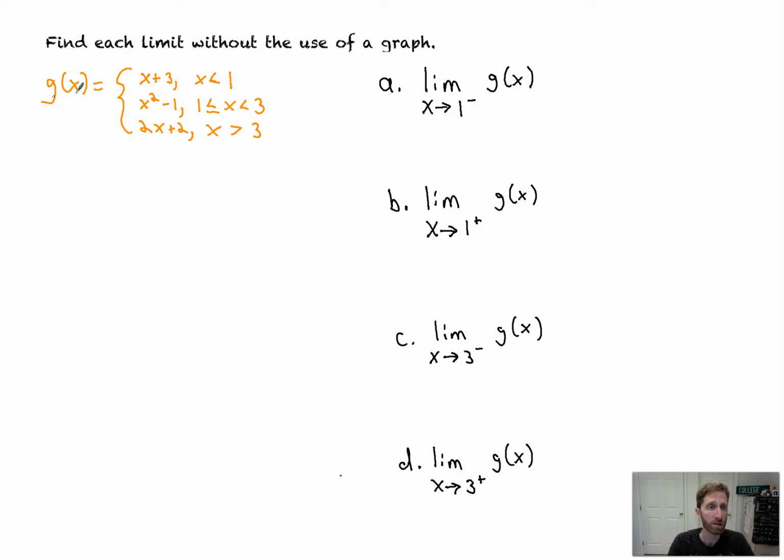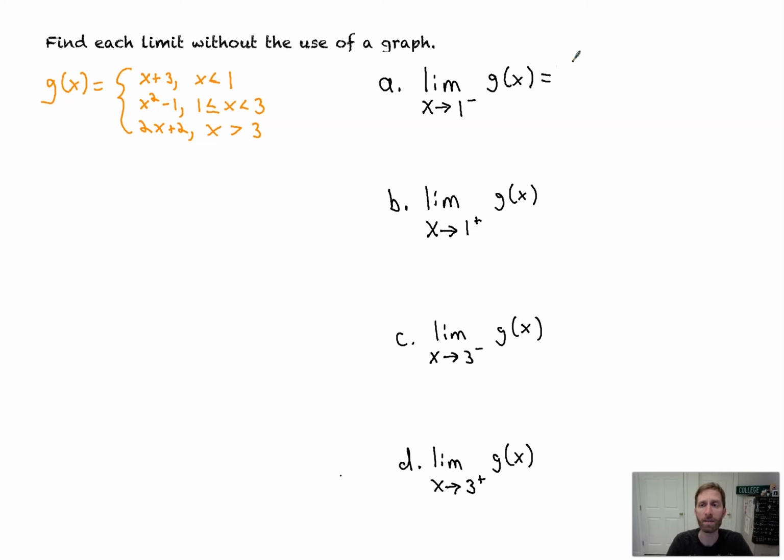Well, g of x is this monster of a piecewise function. It tells us we're approaching an x value of 1 from the left side. So we look at this and we see that x plus 3 is the function we use when we have values of x that are less than 1. X squared minus 1 is what we use when we approach from the right side of 1, between 1 and 3. So from the left side, we're going to approach from less than 1.